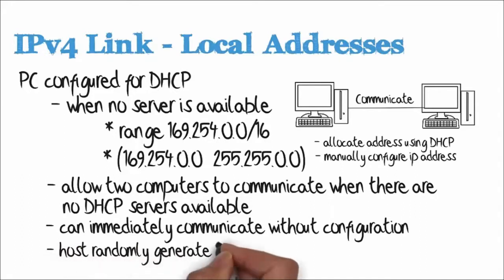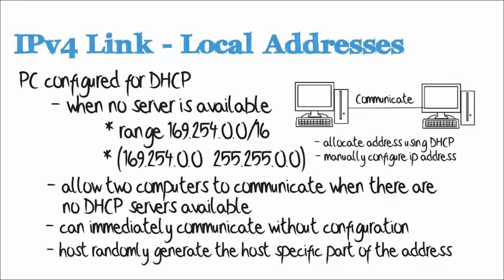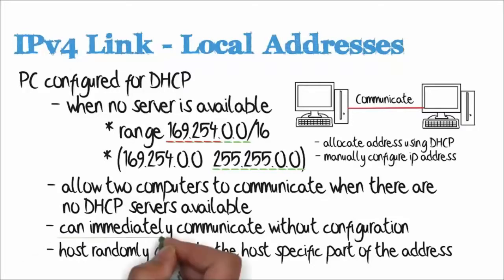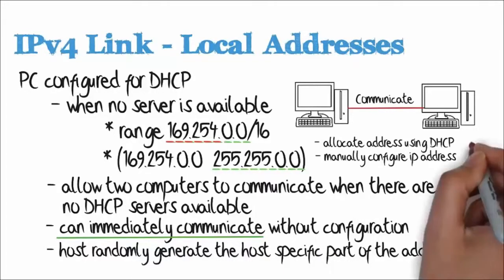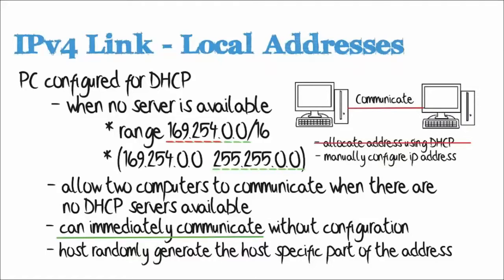Hosts randomly generate the host-specific portion of the address. This is a Class B address. Notice the mask 255.255.0.0, which indicates that the first 2 octets is a network, and hosts will randomly choose the host-specific portion of the address. Once again, this makes the lives of non-technical users a lot easier because they can simply connect 2 devices together without the need of a DHCP server allocating addresses. The 2 PCs can immediately communicate with one another. The user doesn't have to configure a DHCP server or manually configure IP addresses on the PCs.